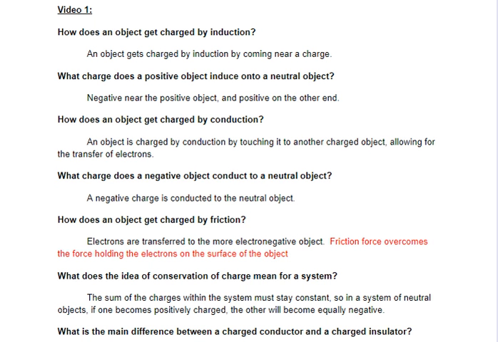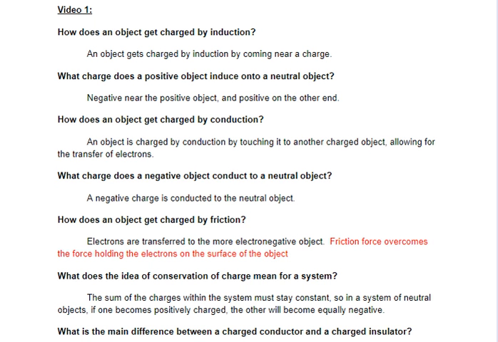This is when an object is brought near a charge, but never actually touches it. What charge does a positive object induce on a neutral object? Well, a positive object induces a negative because it causes the electrons to come closer to the side where the positive object is actually near the other object.